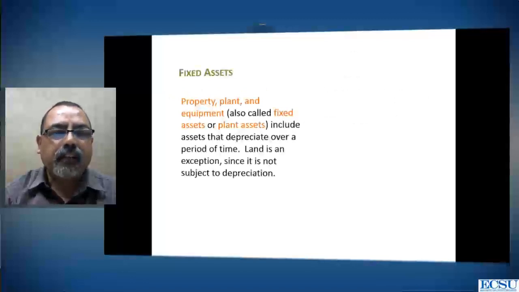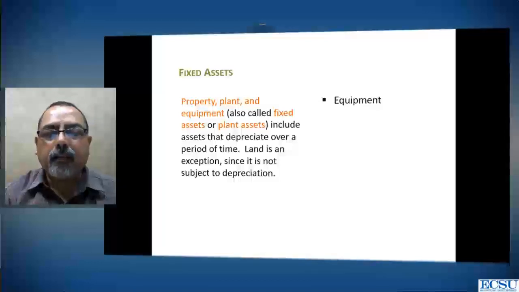Now, the fixed assets, the property, plant, and equipment, are also called plant assets or sometimes fixed assets, but we normally use the heading property, plant and equipment that include assets that depreciate over a period of time. Land is an exception since it is not subject to depreciation, but it is included under the property, plant and equipment. Now the account headings under that fixed assets would be equipment, machinery, buildings, land.